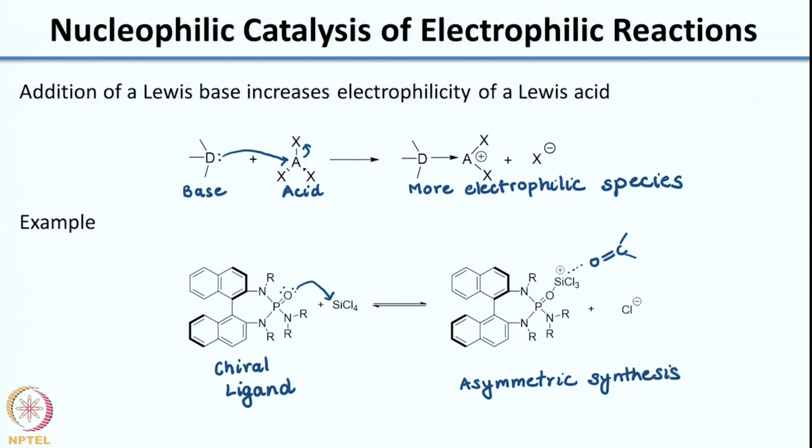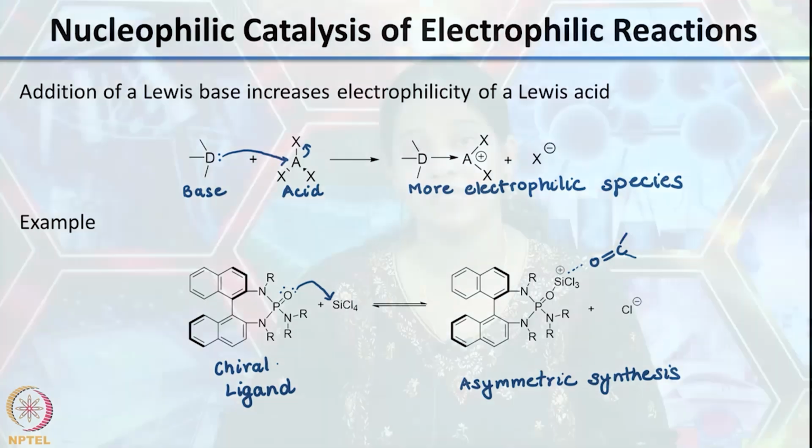Because you are using this chiral ligand as your Lewis base. So this is a very interesting concept where you are actually increasing the electrophilicity of the Lewis acid by coordination of a Lewis base. So now we will move on to the next type of catalysis, which is covalent catalysis. Now in covalent catalysis, the catalyst forms a covalent bond with the substrate.